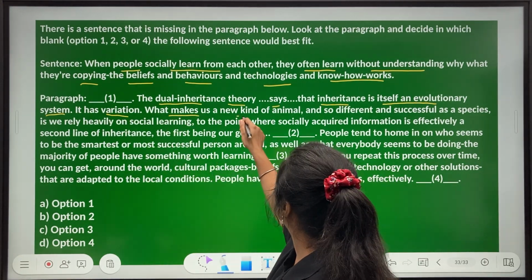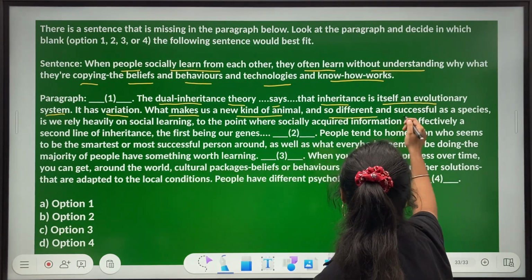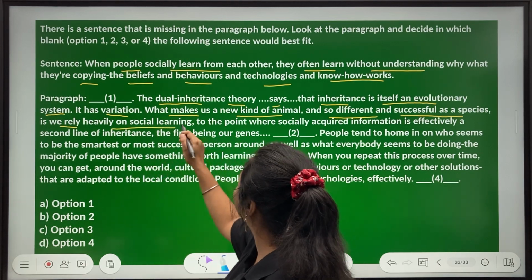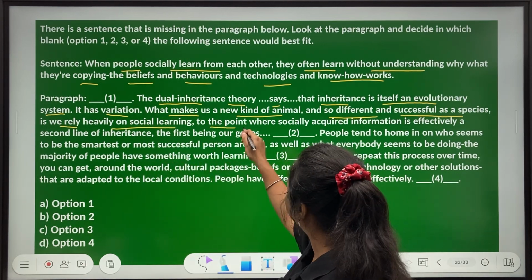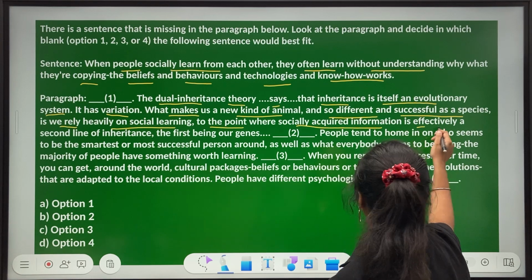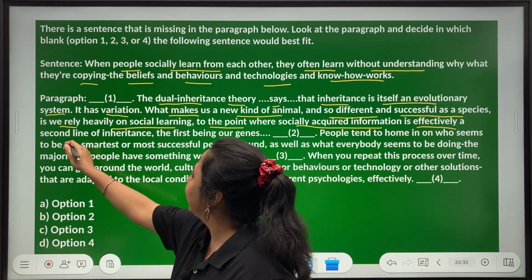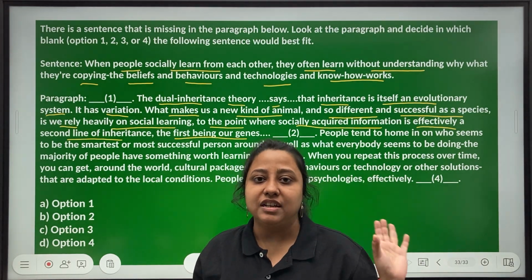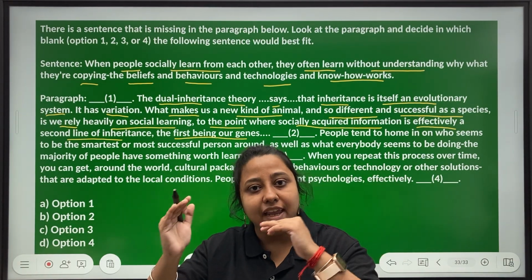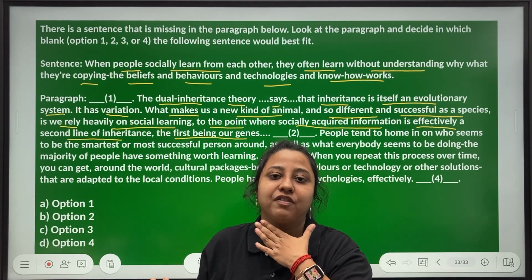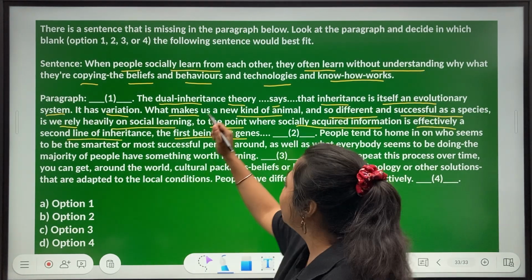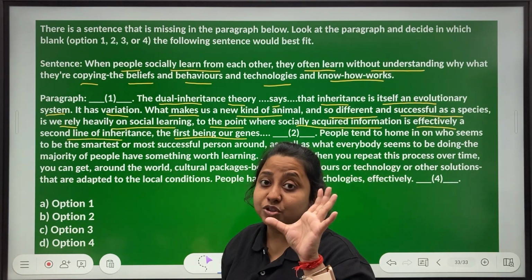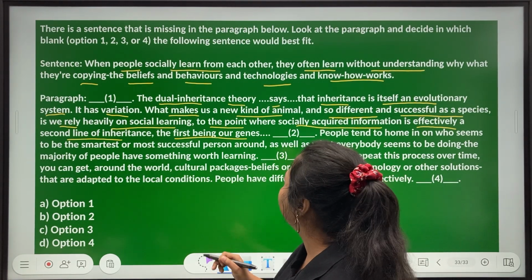What makes us a new kind of animal and so different and successful as a species is we rely heavily on social learning, to the point where socially acquired information is effectively a second line of inheritance, the first being our genes. Be careful of such sentences in exams, because यहाँ पे pause है ही नहीं. यहाँ पे आपको ऐसा लगेगा you are not even getting the breathing space. तो इसको छोटे छोटे टुकड़ों में पढ़ो. There are lots of punctuations out here, there's no full stop. So धीरे धीरे करके break करके पढ़ते हैं.